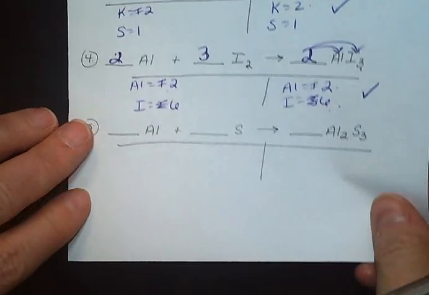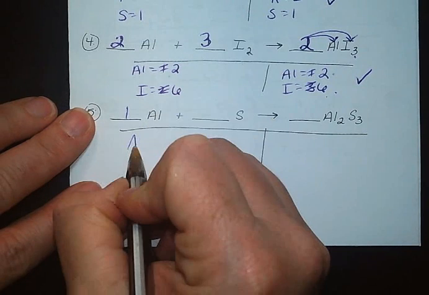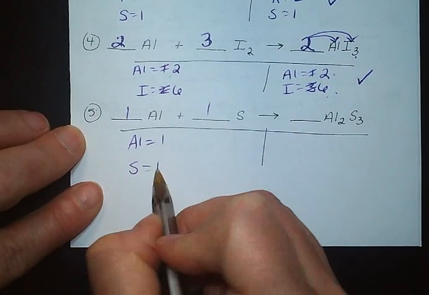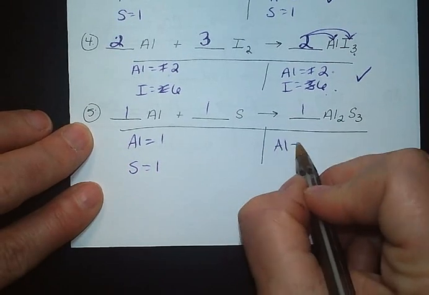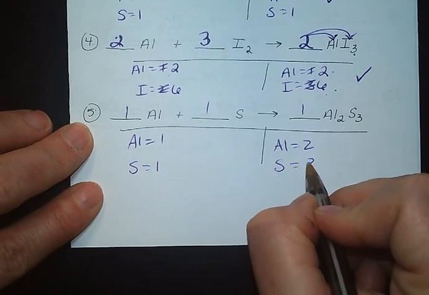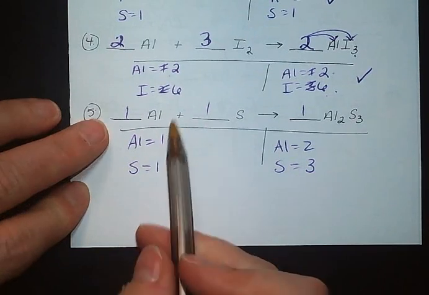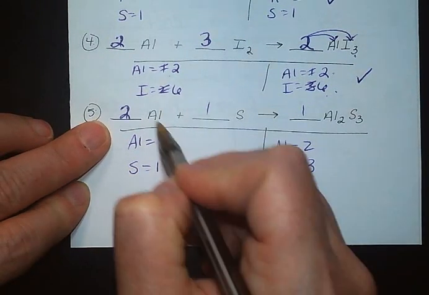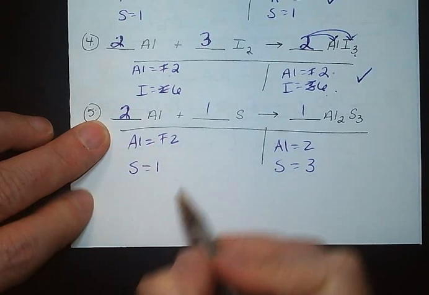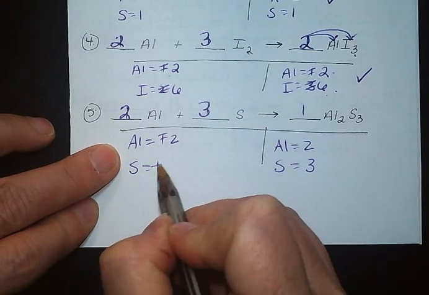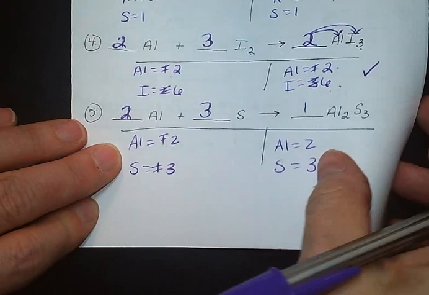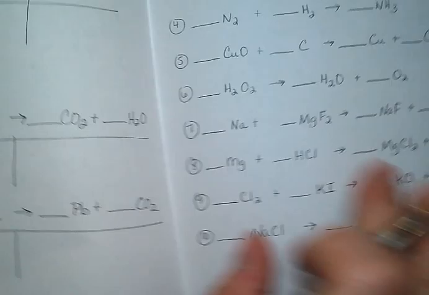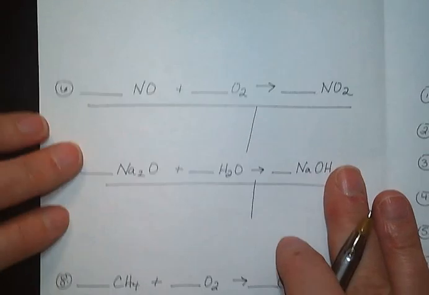The bottom one, remember this is number 5, I've got 1 aluminum and I've got 1 sulfur. Over here, I have 2 aluminum and 3 sulfur. So this one's pretty easy because over here they're apart. So if I just put a 2 here, that makes me have 2 aluminum, and if I put a 3 here, that makes me have 3 sulfur. So I'm good to go. Balanced. All right, on the back side, number 6, I've got nitrogen and oxygen.